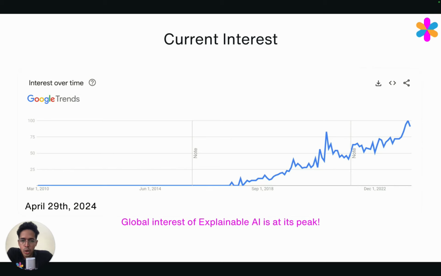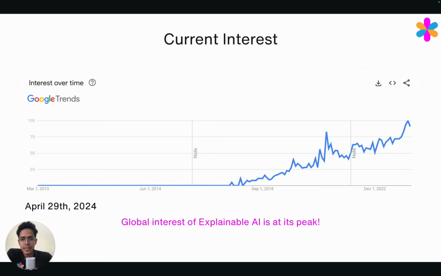And in this plot, I just want to show you a snapshot from the latest Google Trends. This was taken on April 29th, 2024. You can see that over the last 10 to 14 years, there is a nearly exponential increase in interest towards explainable AI. And on Google Trends, you can also compare this interest against other terms. Instead of looking at explainable AI alone, you can compare the interest between explainable AI and, let's say, machine learning. Of course, machine learning as a broader term has much more interest, but you will see that explainable AI also has a considerable amount of interest, even when you compare it with a term like machine learning or neural networks.